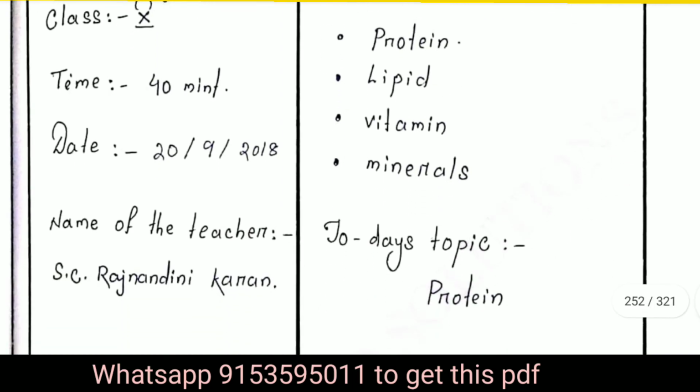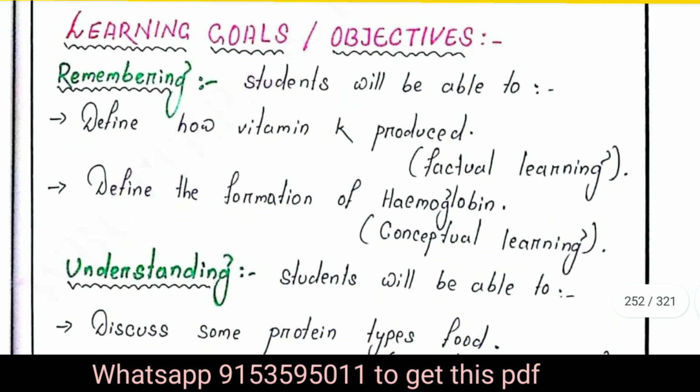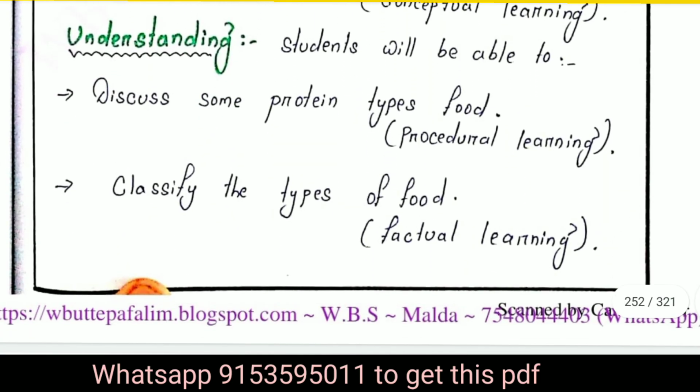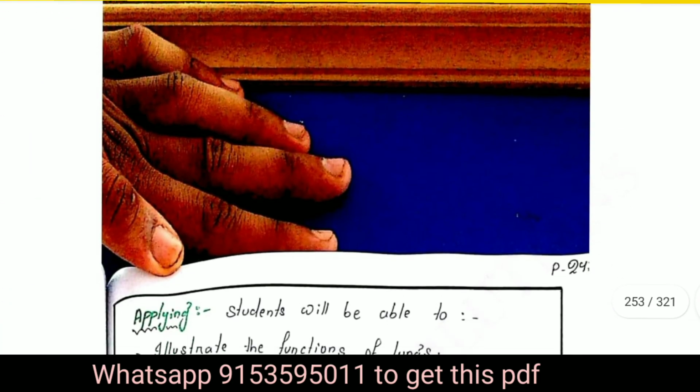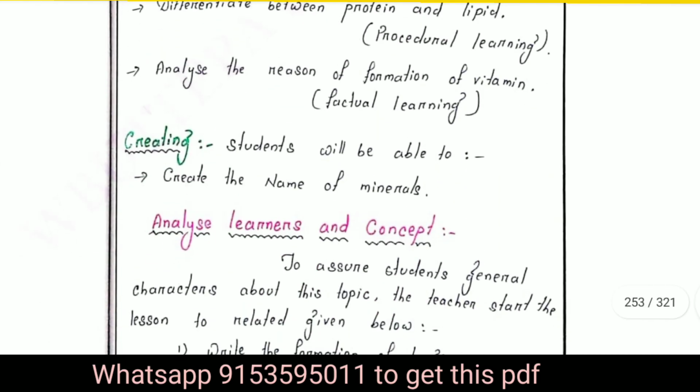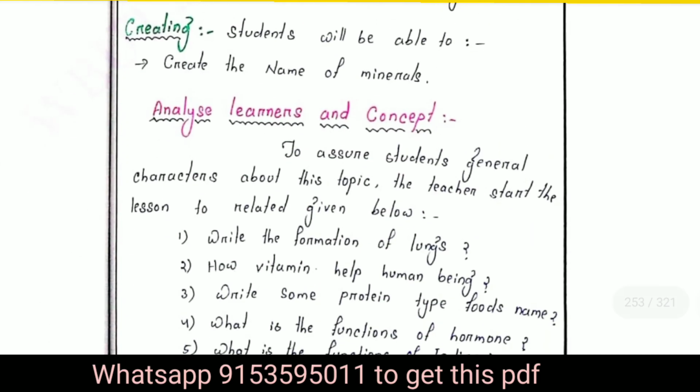Today's topic is protein. Learning goals or objective: remembering, understanding. Student will be able to discuss some protein types of food, classify the types of food. Applying, student will be able to illustrate the function of lungs. Analyzing, student will be able to differentiate between protein and lipid. Creating, student will be able to create a name of the minerals.